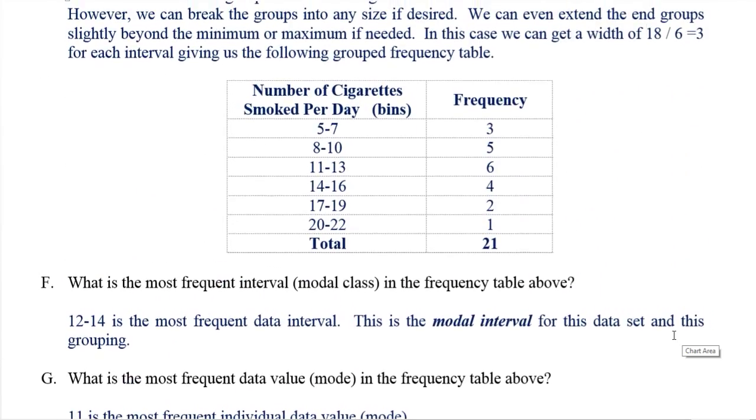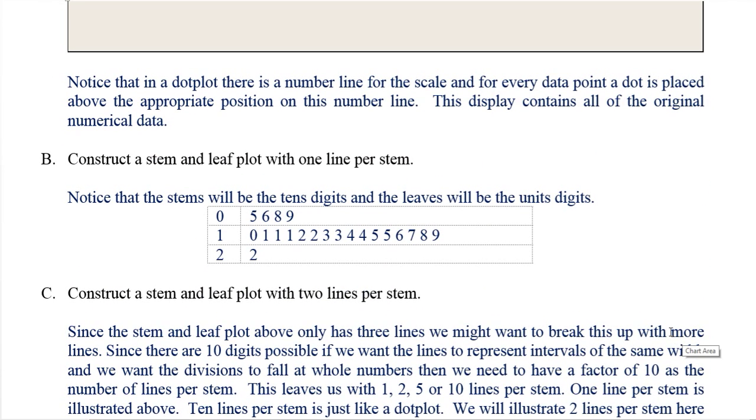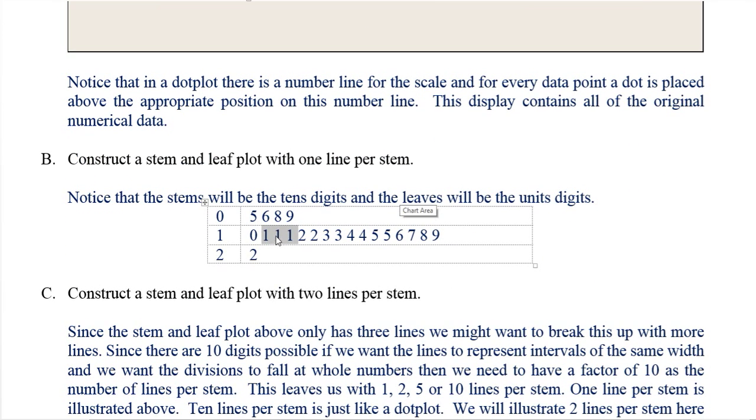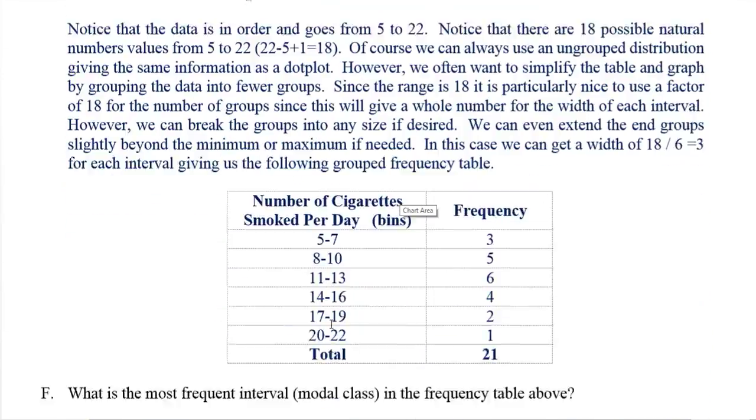Okay. Now the mode we would find by looking at the original data, and the mode is actually 11. There are more 11s than anything else. We can see that on the dot plot right here, so it's the highest one. We can see it in the stem and leaf plot, where it's the most repeats. So 11 is the actual mode.